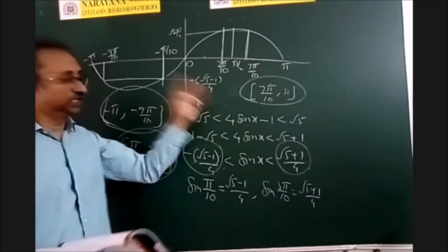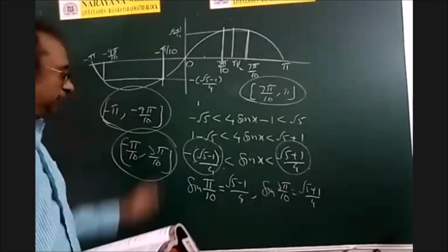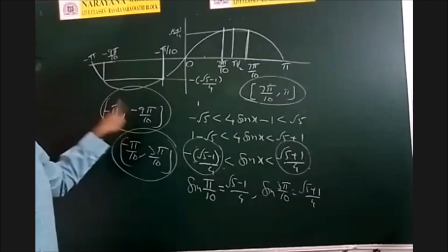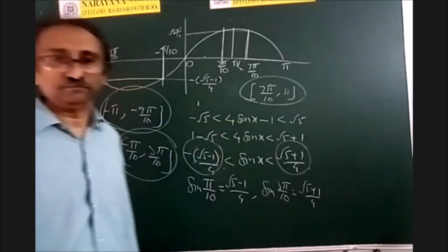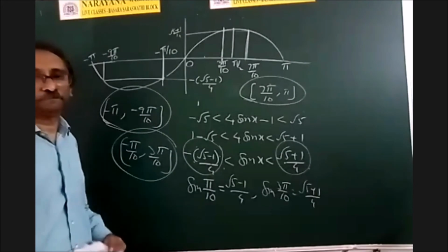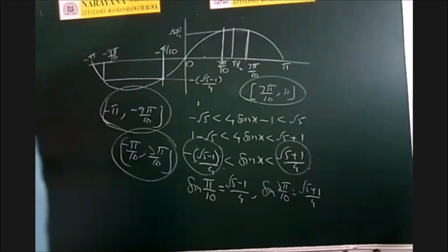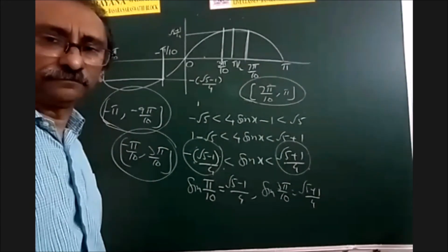So 1, 2, 3. Okay. So then this is okay. But not only this, this union this is also okay. Okay. Now any doubts?